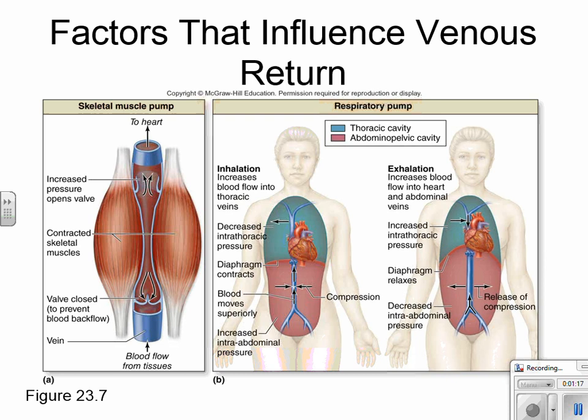They've got a lot of detail in your book about pressures of the chest, etc. It's more of a physiology, so we're going to skip that. It's pretty interesting reading when you think about it.